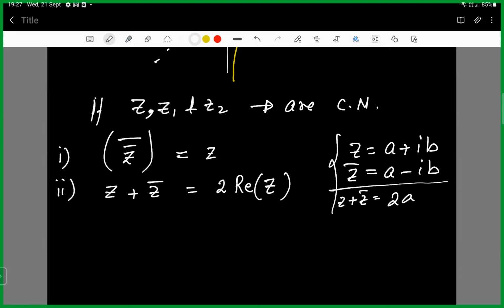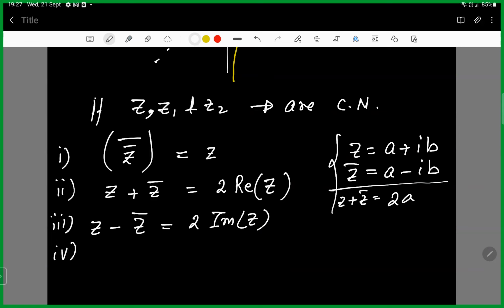Now, what about subtraction? If you subtract a complex number and its conjugate, what will you get? Write it down: 2 times the imaginary part of z. That is the fourth property.